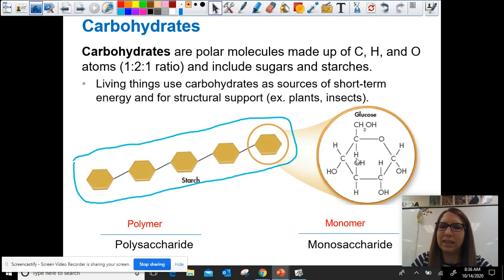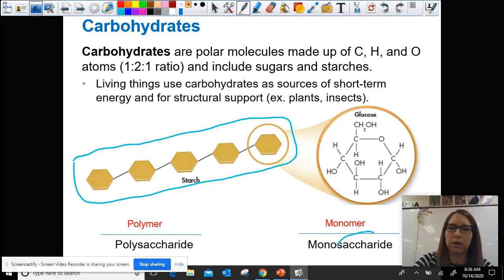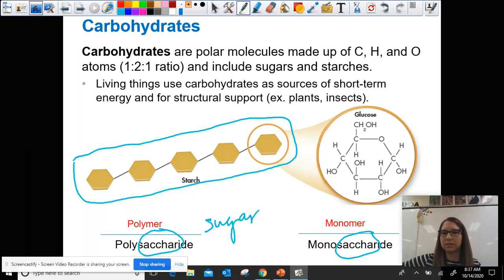And I believe on our Latin roots we talked about, or you had to memorize at one point, this Latin root, saccare. If you did not, I can't remember for this year if it was on there or not, but if you did not actually review that, saccare means sugar. So when we define these, polysaccharide means many sugars and monosaccharide means single sugar, which is exactly what we're seeing. A single sugar is like this.